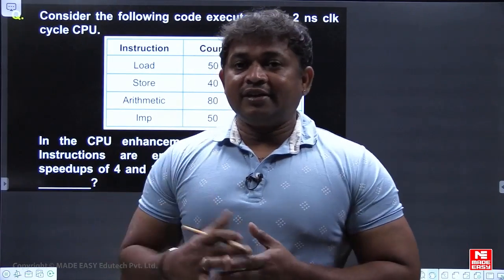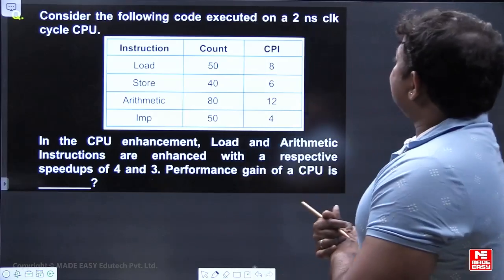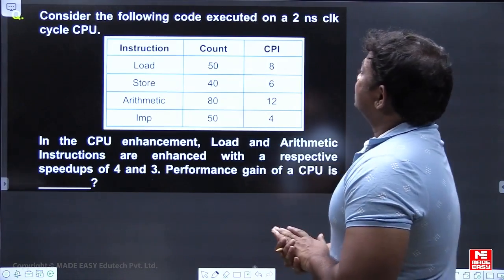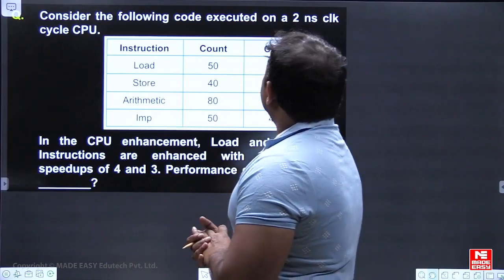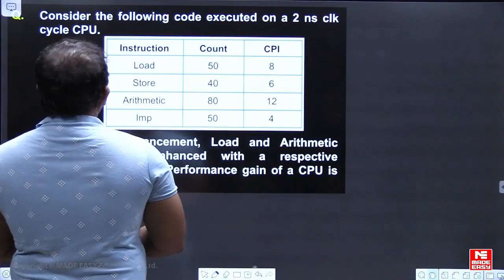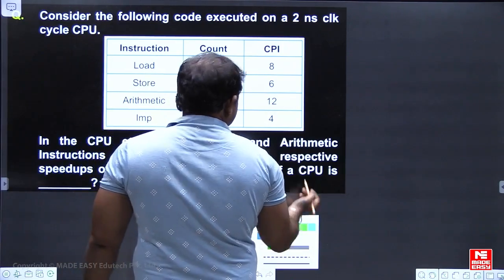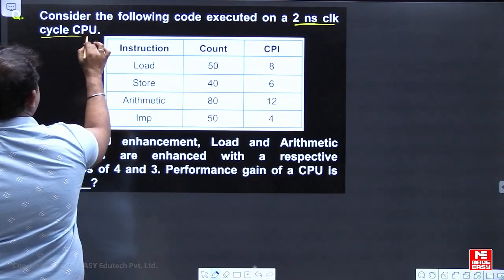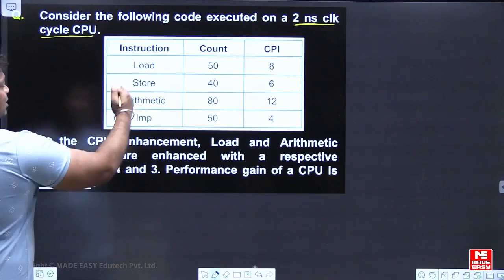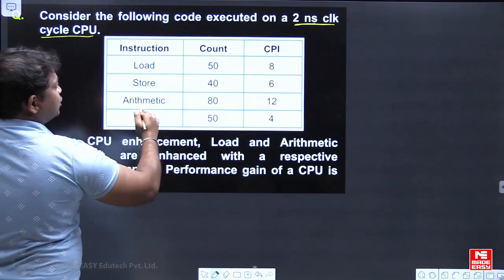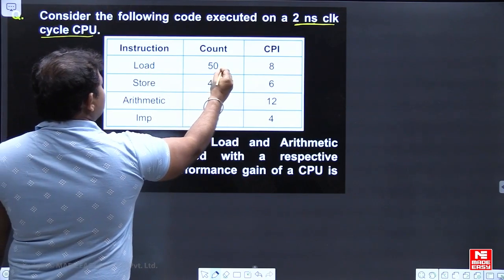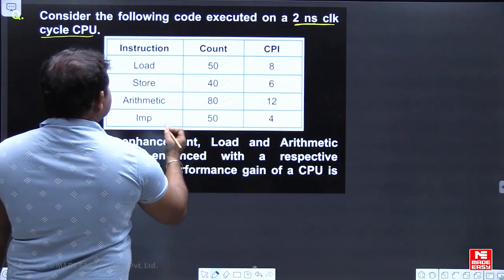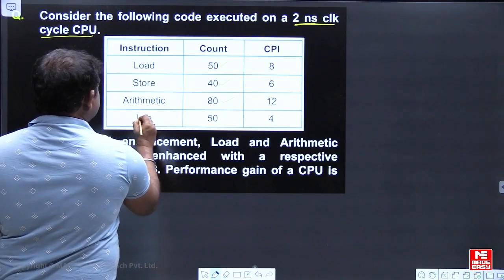Students, just read the question. This is the next question which I am going to explain in the GTQ session. Consider the following code executed on a 2 nanosecond clock cycle CPU. They have given a 2 nanosecond CPU clock cycle. These are the instructions present in the program: 50 load instructions, 40 store instructions, 80 arithmetic, then the jump instructions.